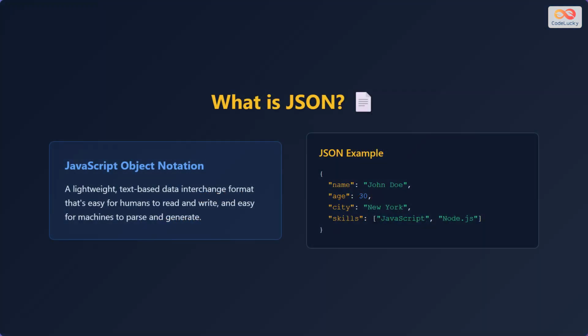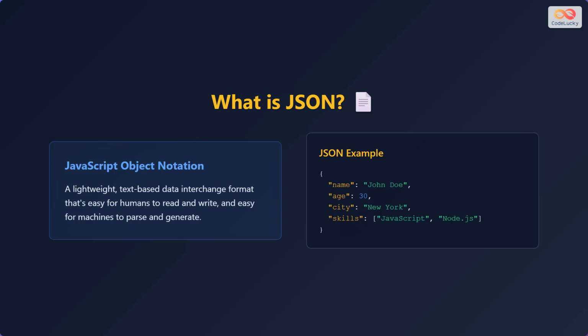So, what exactly is JSON? JSON stands for JavaScript Object Notation. It is a lightweight, text-based data interchange format. It is easy for humans to read and write. It is also easy for machines to parse and generate.